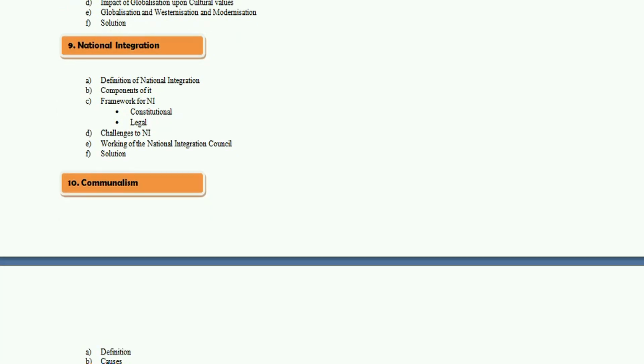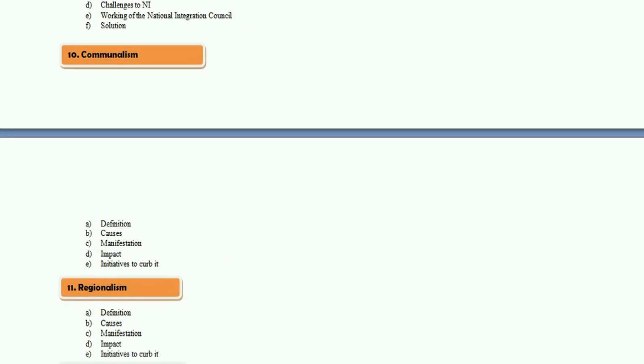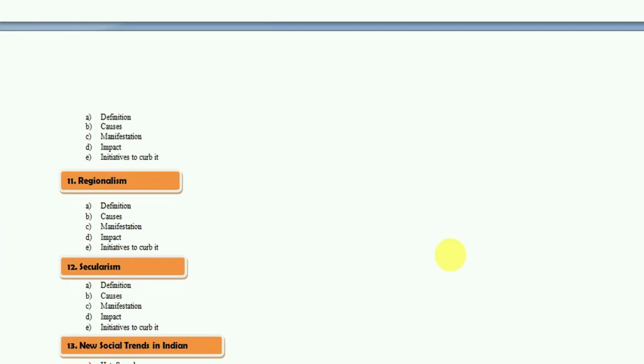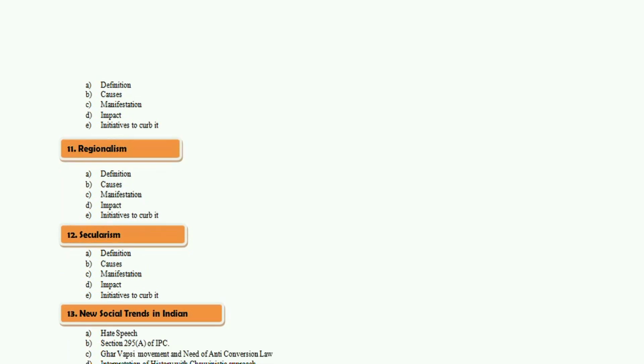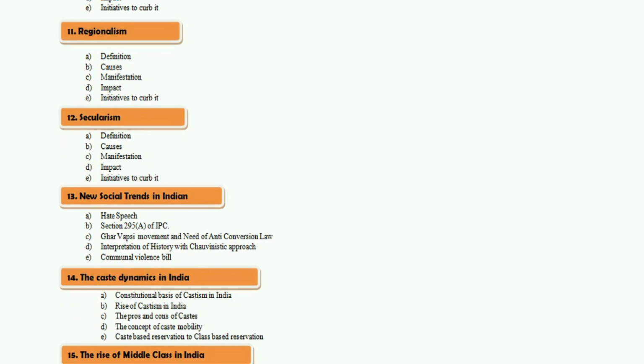Next chapter is communalism. So here we are supposed to understand what is the definition of it, what are the causes of communalism in India, the manifestation of it, its impact, and the government's initiative to curb communal violence in India. And in that context, we are supposed to understand the different aspects of the proposed communal harmony bill also.